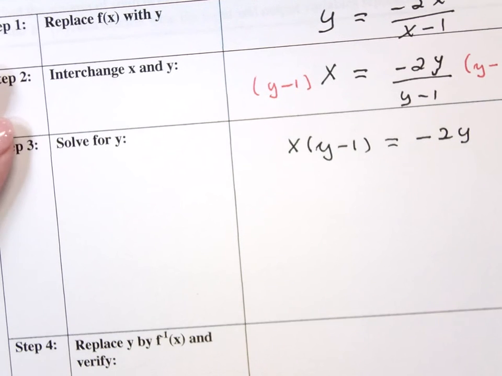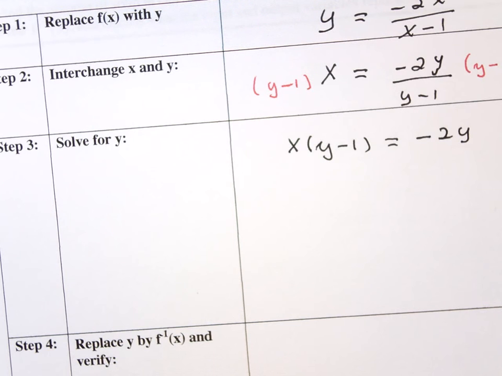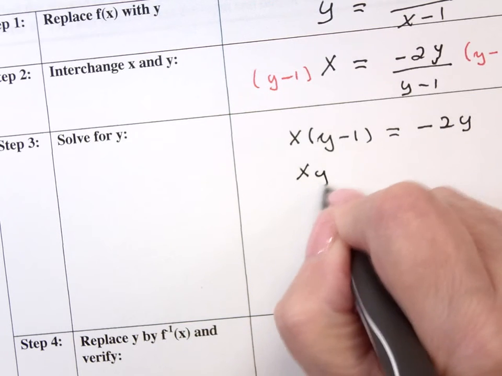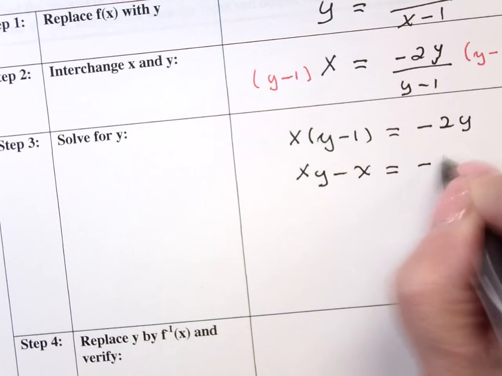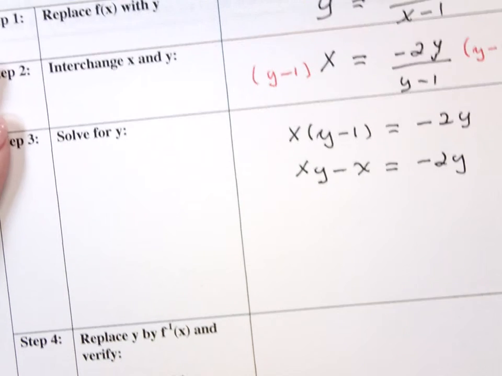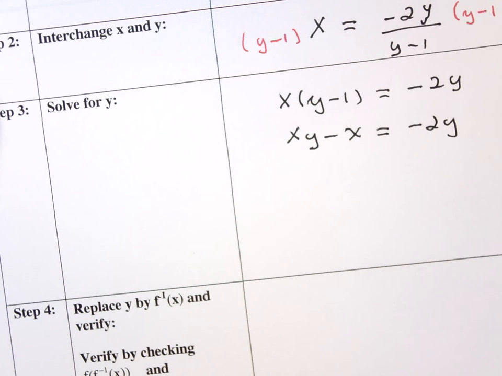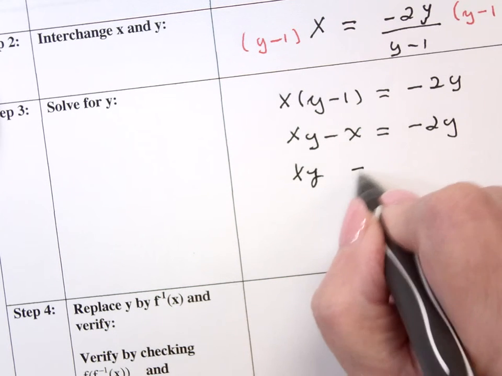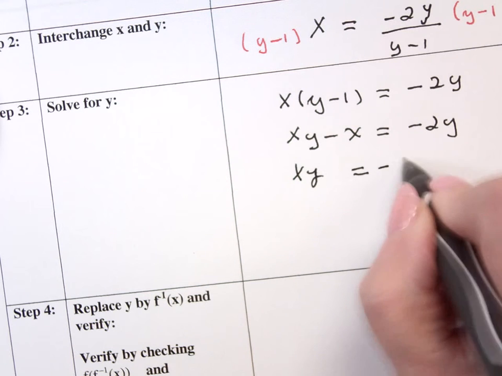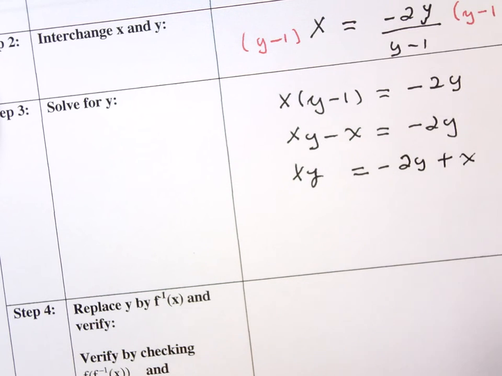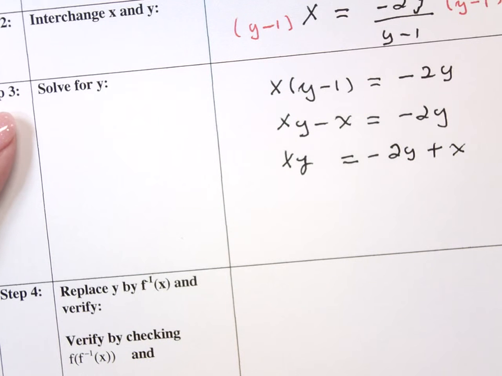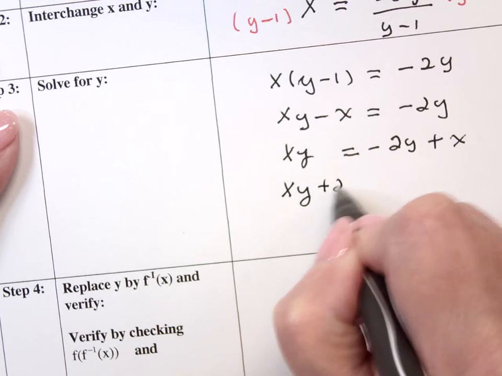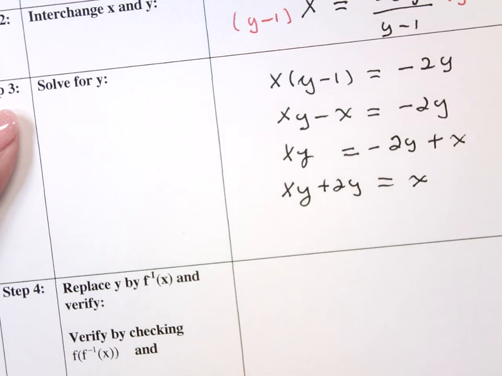Remember, the goal is to solve for y. So you're going to have all your y's on one side, all your x's on the other. But I've got to clear parentheses first. So xy minus x equals minus 2y, or xy is equal to, move the x to the other side, minus 2y plus x. Now bring all your y's to one side. xy plus 2y equals x.